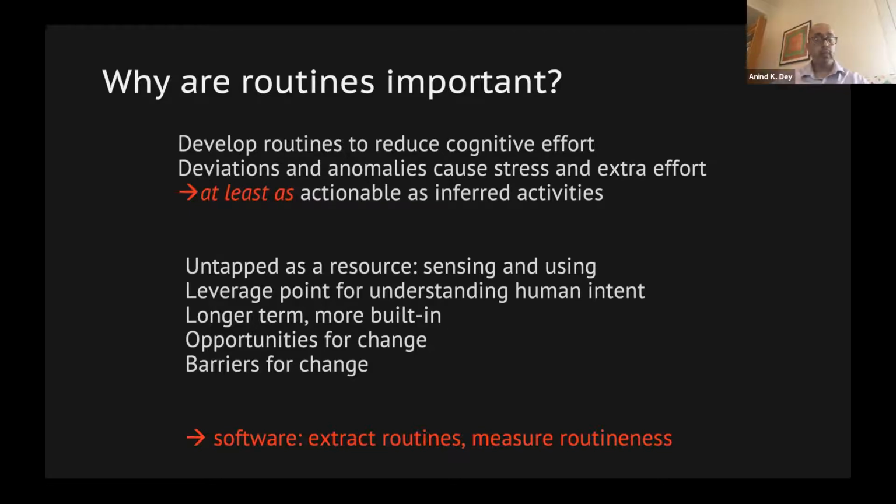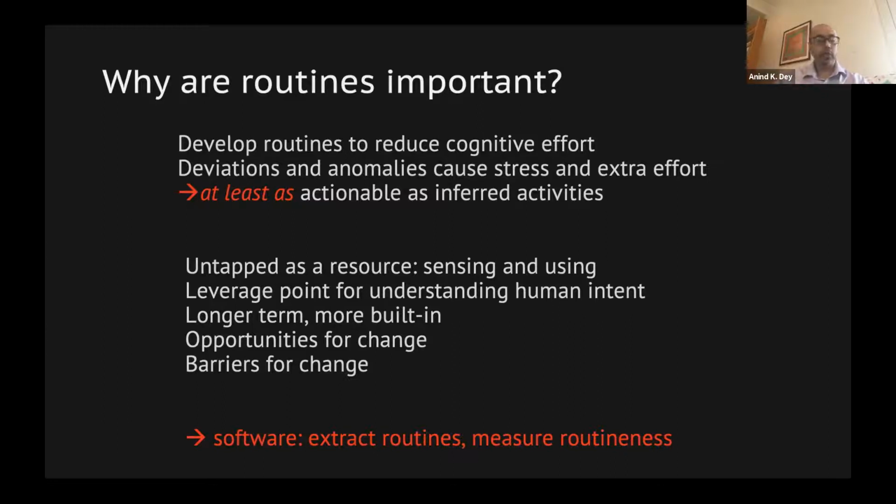Routines are longer term, which is interesting because people develop routines over a period of time, so they're more built into our lives. They do highlight opportunities for change. If I can see that I'm tired all the time, if I look at models of how I'm sleeping over time, I can identify places where I might actually be able to get more sleep. So they do provide opportunities for change. However, at the same time, they provide barriers for change, because something that's built in over time might be harder to change, in fact is harder to change.